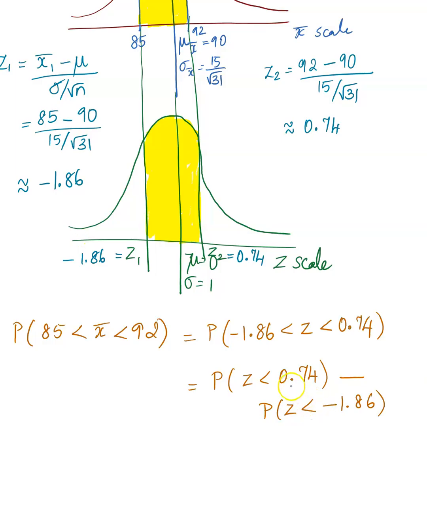So Z less than 0.74 will be this whole thing, to the left of 0.74. And Z less than negative 1.86 will be this area to the left of negative 1.86. So that's what we're trying to do. We're trying to take the blue minus the red so that we'll get the yellow shaded region.